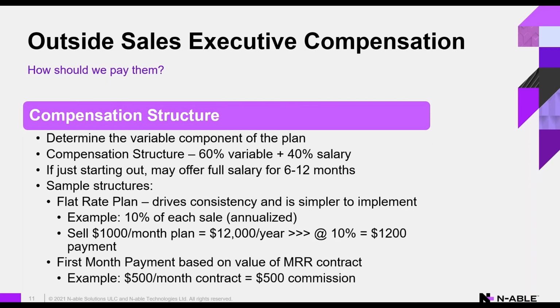One of the examples that a partner shared with me is that they provide 10% of each sale, annualized. That's their commission. So if they sell a $1,000 a month plan, that's a $12,000 a year client. At 10%, that's $1,200. So that's their commission for closing that deal. Or the MSP pays commission based on the value of the first month's MRR contract. So if they sign a $500 a month MRR contract, then that salesperson gets $500 as their commission for that deal.